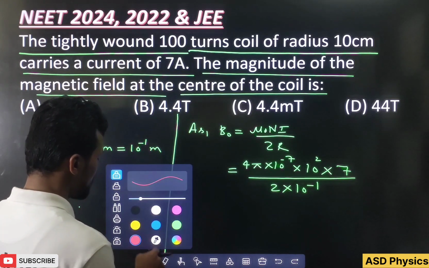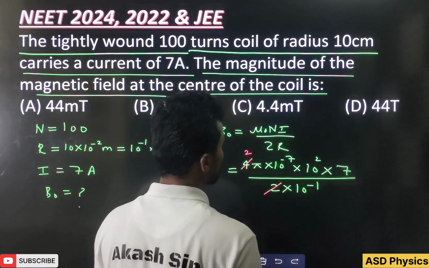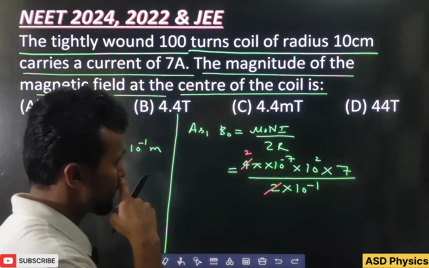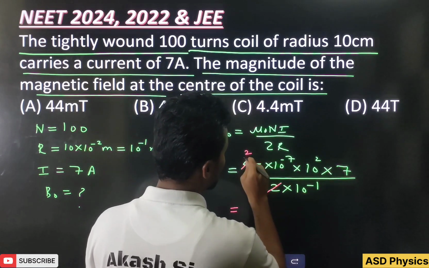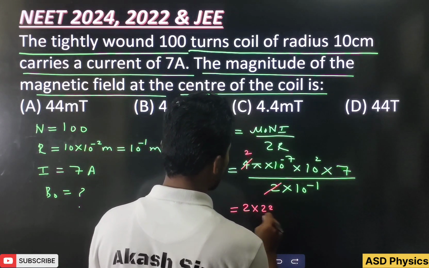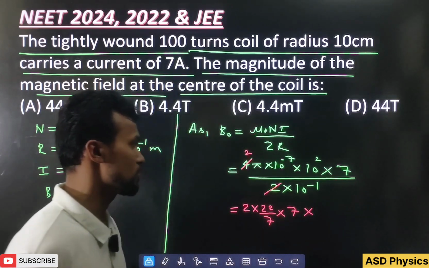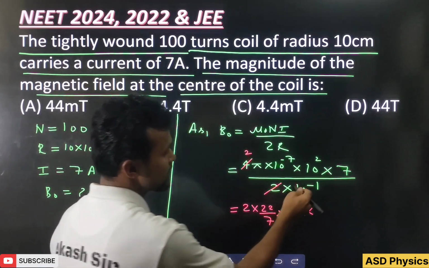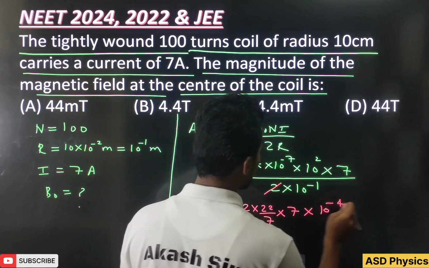So from here, students, when we simplify this, what will come here? See, 2 into 2 is 4. And after that, this is 2 pi, meaning 22 by 7, and this 7 is also there. All the numbers I have collected together. If I collect the powers, this minus 1 will go up, so 10 to the power 3 and minus 7 will come, 10 to the power minus 4.